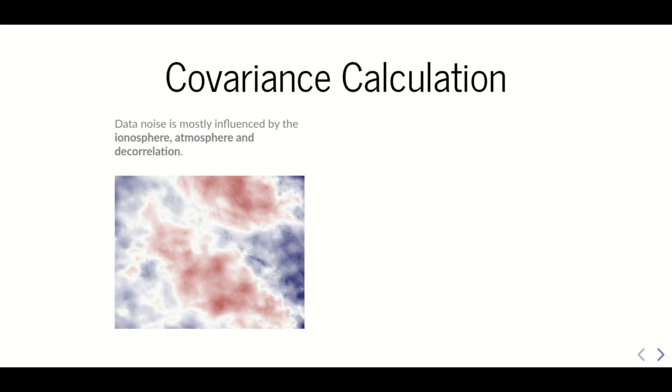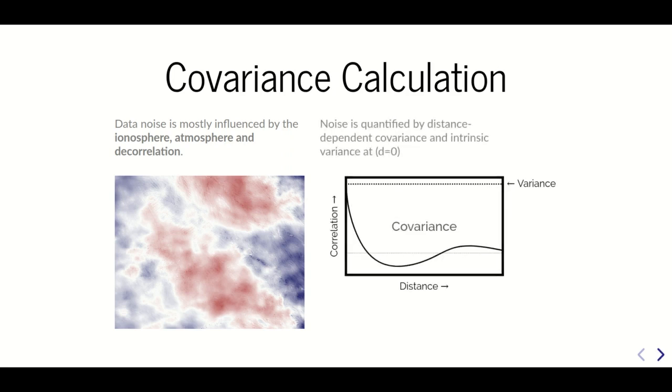Then, for modeling, it is crucial that we quantify the noise in our displacement data. We can derive this information from a noise window, which is undisturbed by our signal. The noise we see comes mostly from residual atmosphere, ionospheric effects, or decorrelation errors. We can then calculate the variance and covariance for our data, where the covariance is a function of distance.